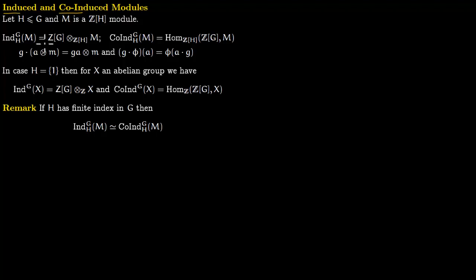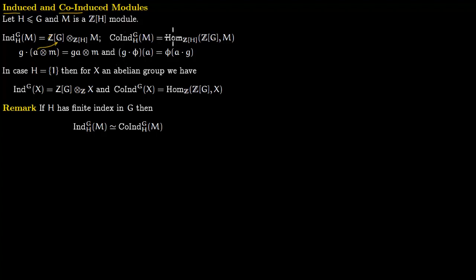For induced modules, you take this ZG ring and then you tensor it with M, and you obviously have to have a G action on it. So G acts on the first element. So this A lies in ZG, so A is an element of this, ZG tensor with M.